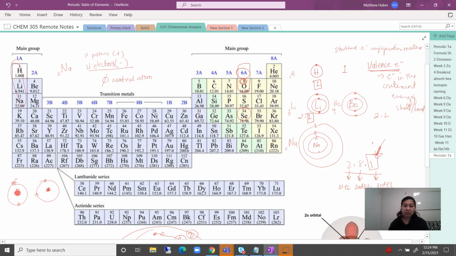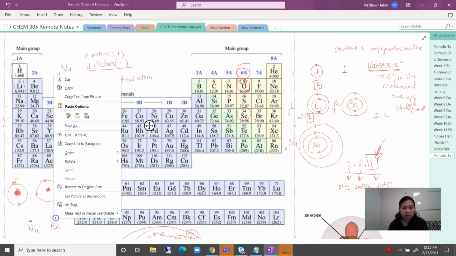Okay, so because of that, we're also sometimes going to be asked to draw the Lewis dot symbol for the element. For the Lewis dot symbol, we're just going to write the symbol of the element. So for sodium, you're going to write the symbol, and then you're going to write the number of valence electrons in the form of dots. Sodium belongs in group 1A. Out of the 11 electrons, 1 electron is located in the outermost shell, so you're going to draw it as a dot. Beryllium has 2 valence electrons, so you do 2 dots.